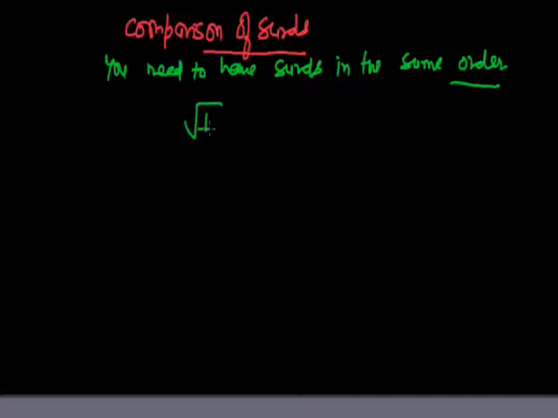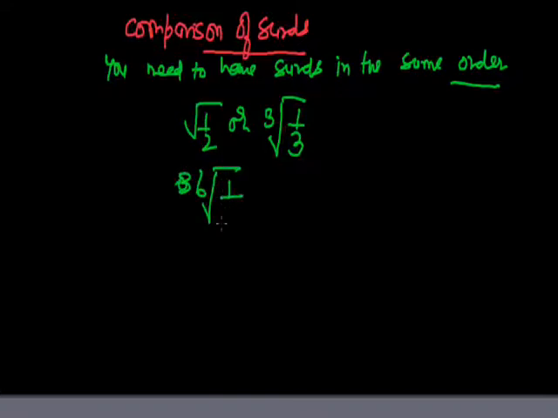So 2 to the power 1 upon 2 and 3 to the power 1 upon 3. Now as of now the order of this one is 2, and the order of this one is 3. So we'll take the LCM. We'll make the same order 6. So what I do is I cube here. So 1 upon 8.